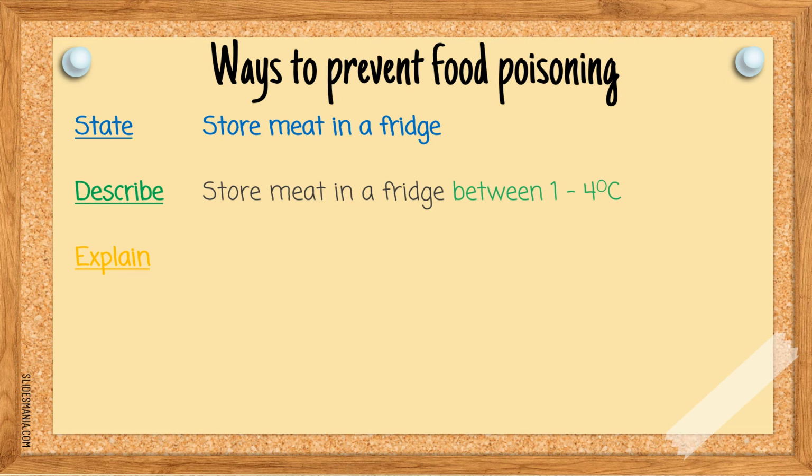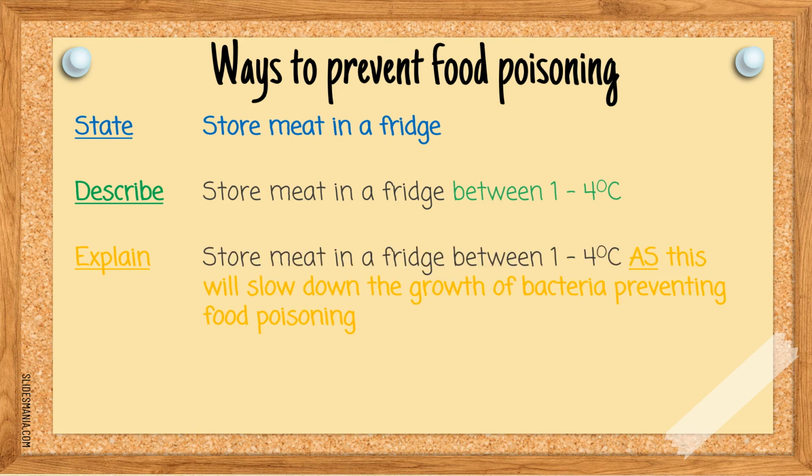If you're asked to explain ways to prevent food poisoning, we need to give a reason why storing meat in a fridge between 1 and 4 degrees is going to help prevent food poisoning. So we've got our description there, store meat in a fridge between 1 to 4 degrees. We've stabbed our answer, so using the words so, therefore, as and because. We've chosen as in this instance, as this will slow down the growth of bacteria, preventing food poisoning. So we've given a reason why this is going to prevent food poisoning. We've also linked it back to the question. It's really important that you're linking back to the question.